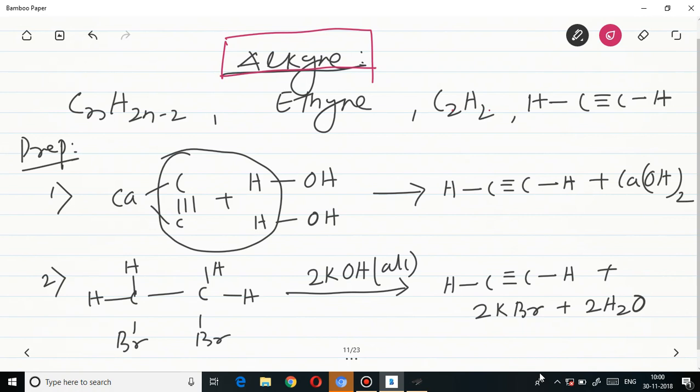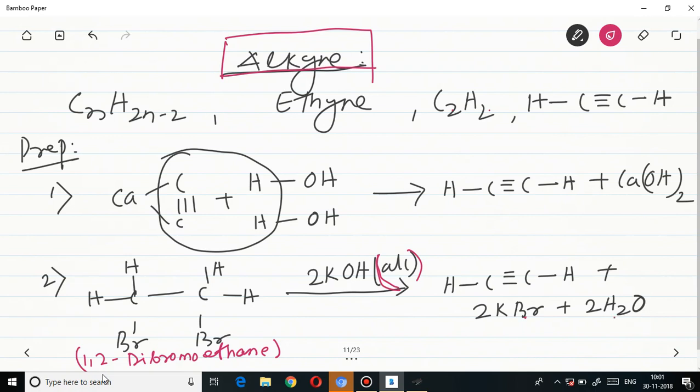Now in the next method of preparation, here is an alkyl dihalide. The name of the compound is 1,2-dibromoethane. If I react 1,2-dibromoethane in the presence of two alcoholic KOH, two potassium will remove two bromine, two hydroxide will remove two hydrogen. What is remaining? C2H2, two KBr and two water molecules.